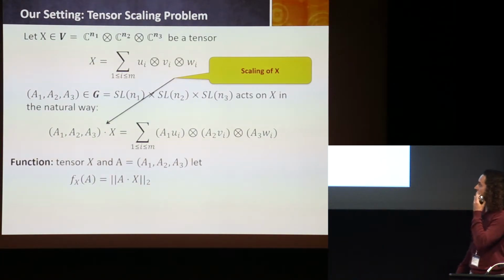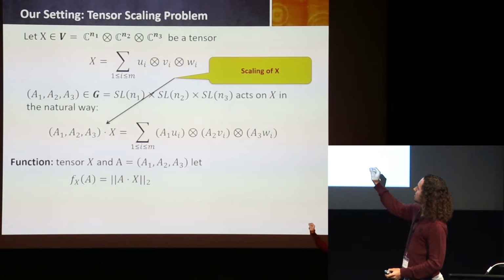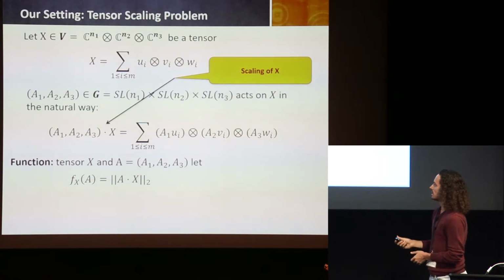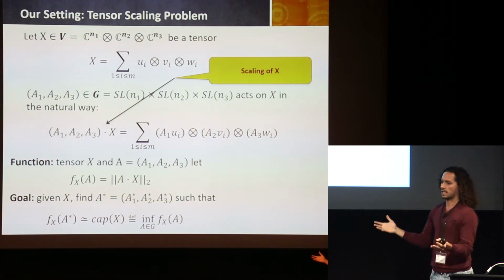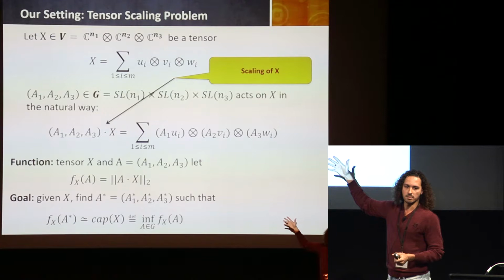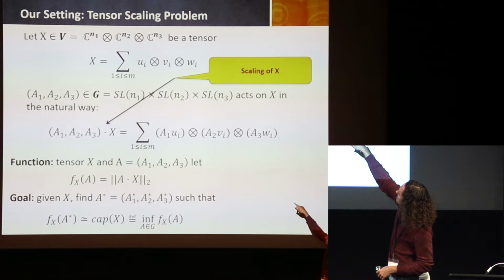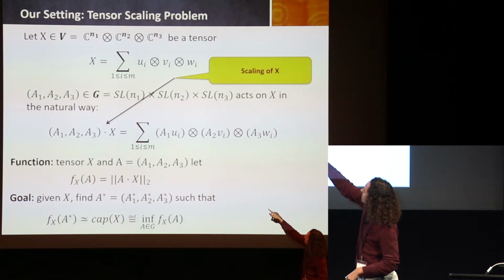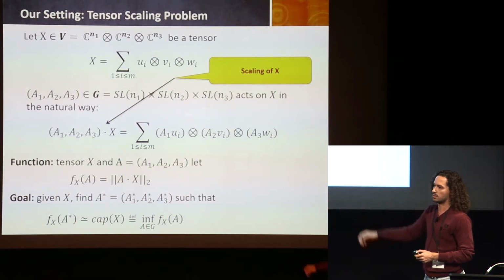And now the function is, if I give you a tensor X and some group element A, let f of A be the L2 norm of this scaling of X. Now, our goal is, given the tensor X, find an A star that minimizes the norm of the scaling. You can see that it looks very much like an alternating minimization setting, right? Because I have X1 in C^n1, X2 in C^n2, and X3 in C^n3. And then you have the group act. Oh, sorry, X1 in SL_n1, X2 in SL_n2, and X3 in SL_n3. And I want to minimize some function, right?